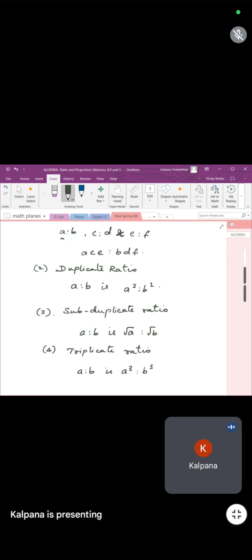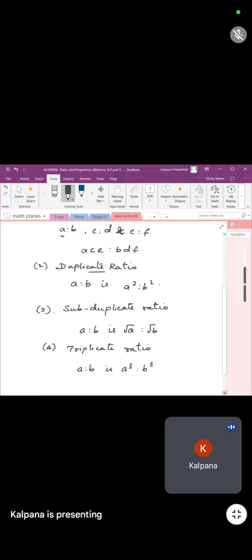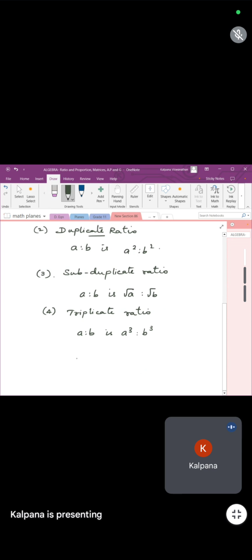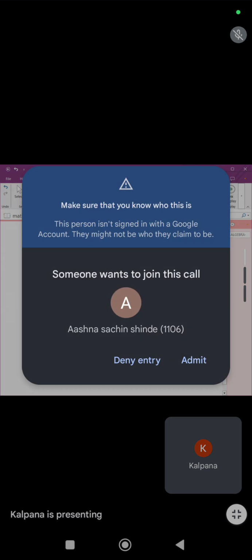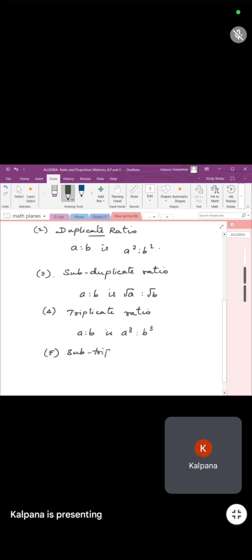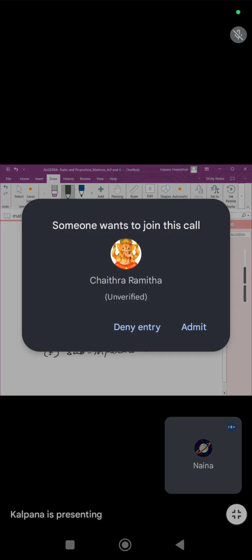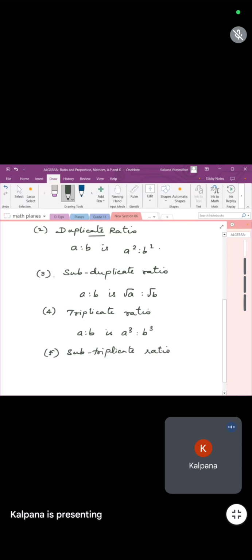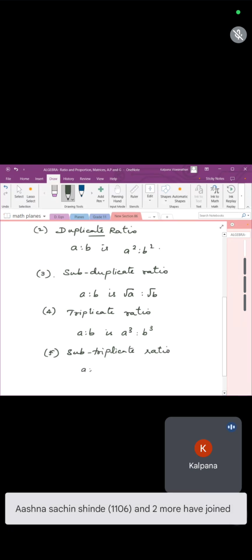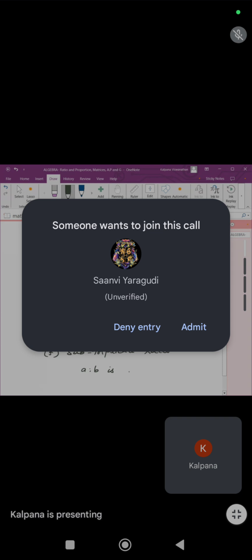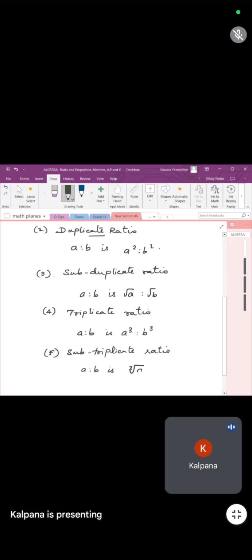So duplicate means we do the squaring of the ratios. Subduplicate means we take the square root of ratios. Triplicate is the cube of the ratios, and subtriplicate will be the cube root. So subtriplicate of A is to B will be cube root of A is to cube root of B.